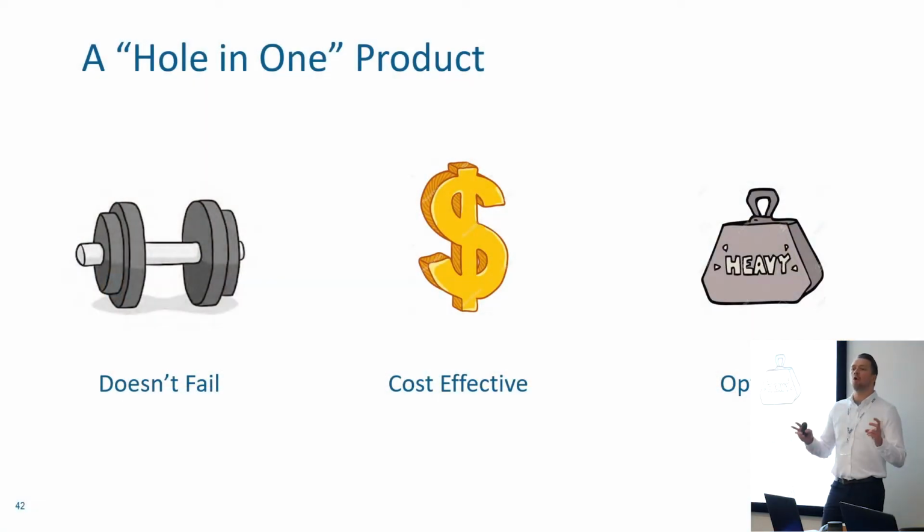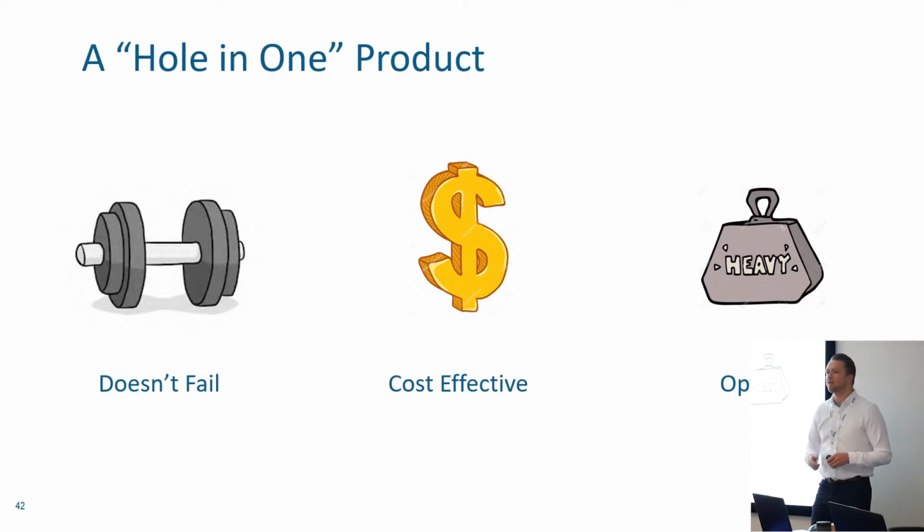So what does a hole-in-one product look like? Well, strong enough that it doesn't fail. We don't get failures out in the field, get a bad reputation for ourselves. It's cost effective. It doesn't overuse on material, it's not overly complex, therefore it saves money. And finally, it's optimized to whatever it's going to be used for.